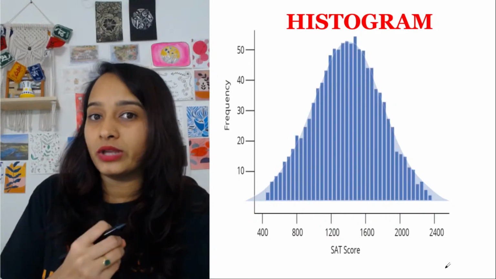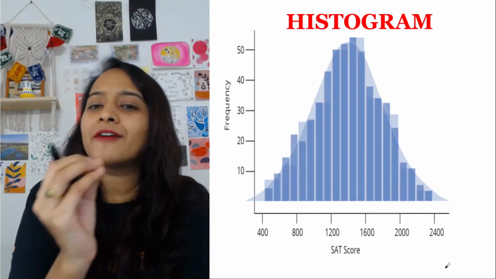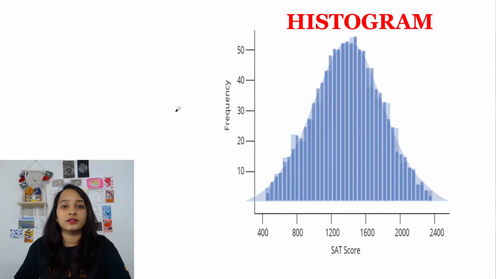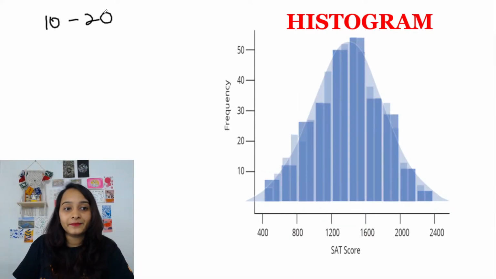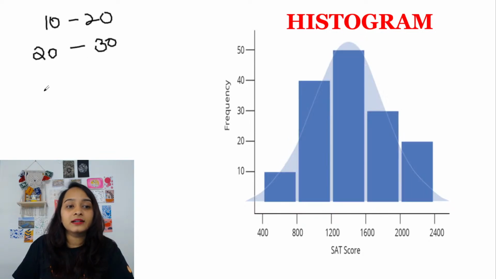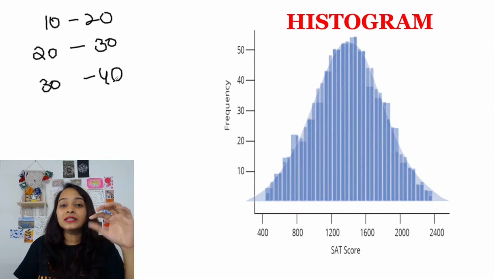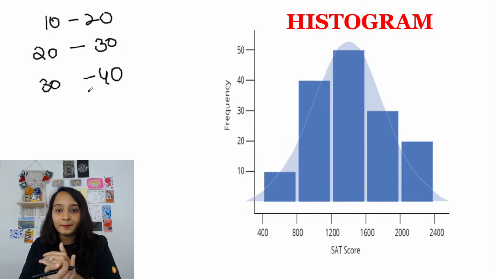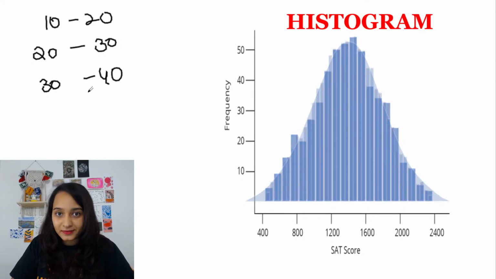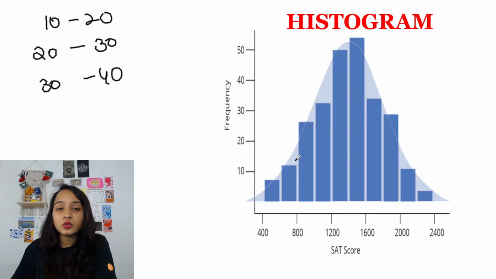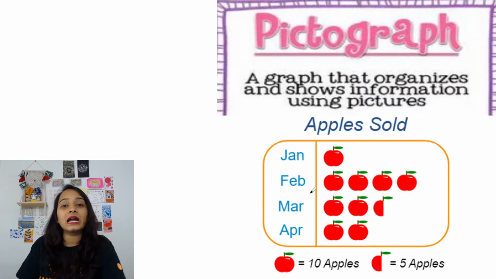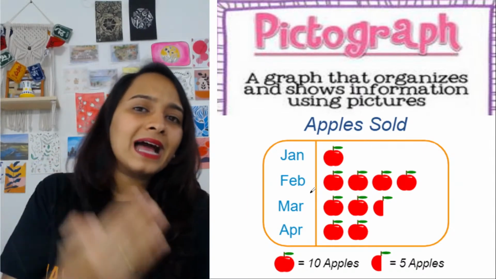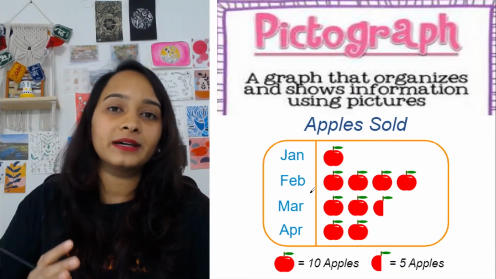Then comes histogram. The difference between a bar graph and a histogram is that a histogram is used when the data is continuous, meaning 10 to 20, 20 to 30, 30 to 40 and so on. When the data is continuous like this, without any breaking, we use histograms. And there are no gaps between the bars because the data is continuous. We will be doing questions on it, class width, class size, all of that.